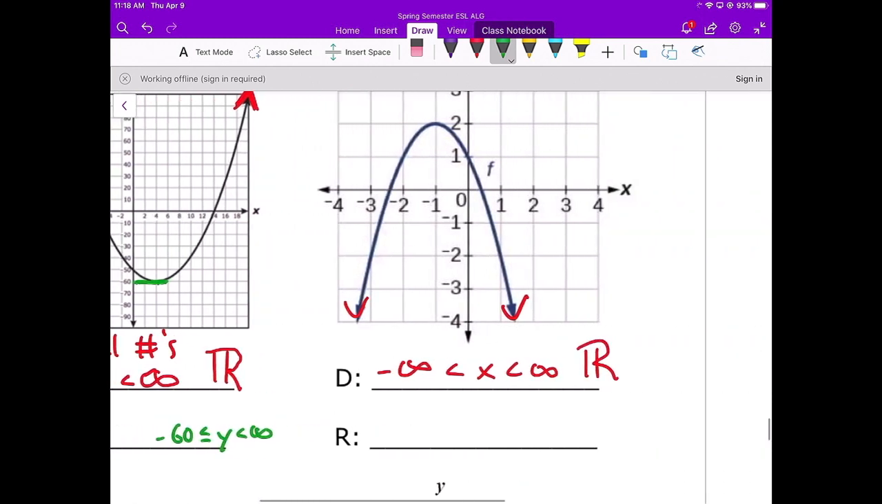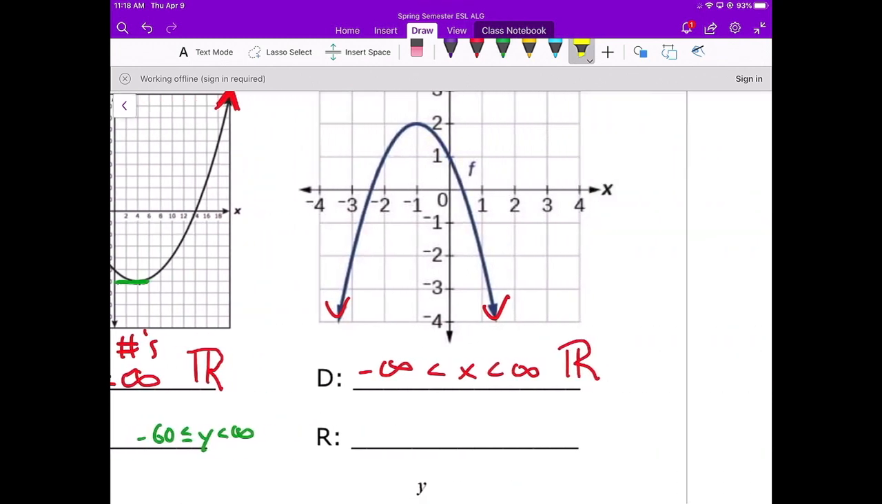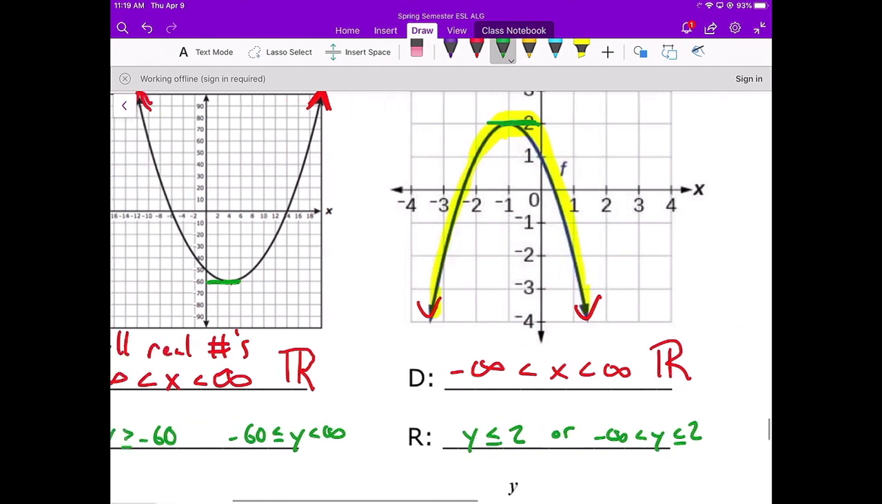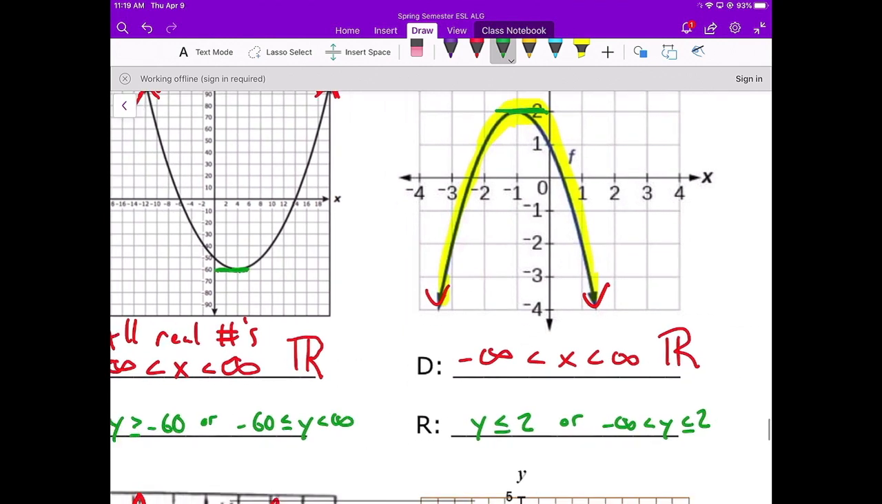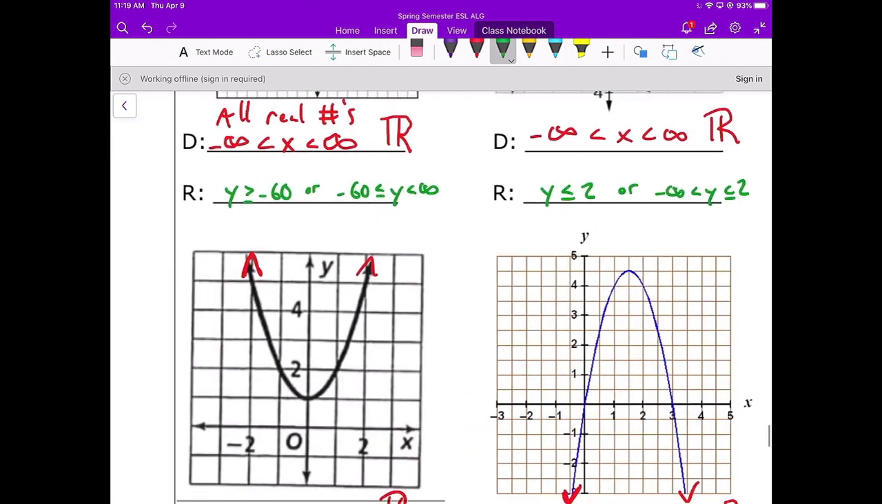Let's look at this one. For the second one, notice that the graph, this U shape, I'm going to highlight it, it never goes above 2, right? No part of that graph goes above 2. So the range has to be any number less than or equal to 2. As a compound inequality, we would write that as y is between negative infinity and less than or equal to 2. Okay. Let me write the word or. You don't have to write both. You can pick one or the other. I just want you to know that it could be represented in those ways.